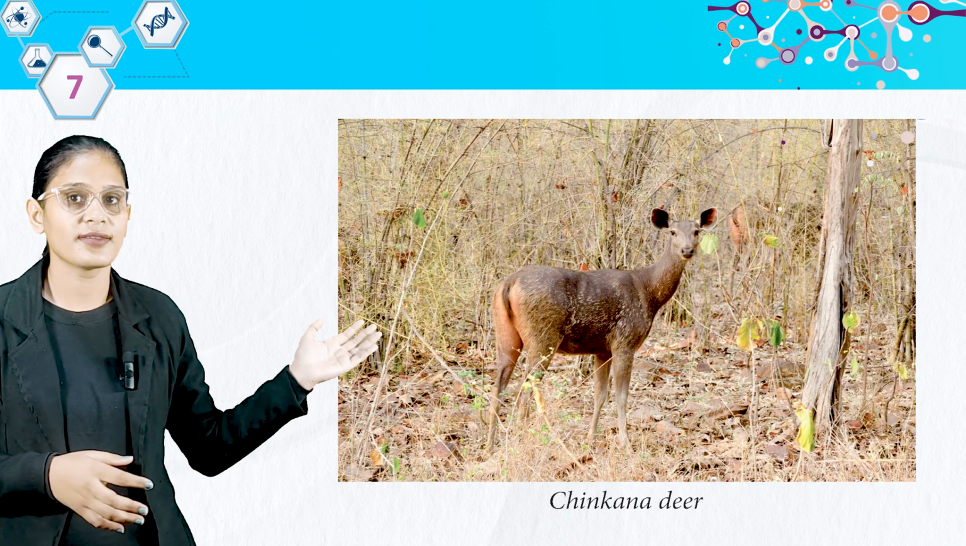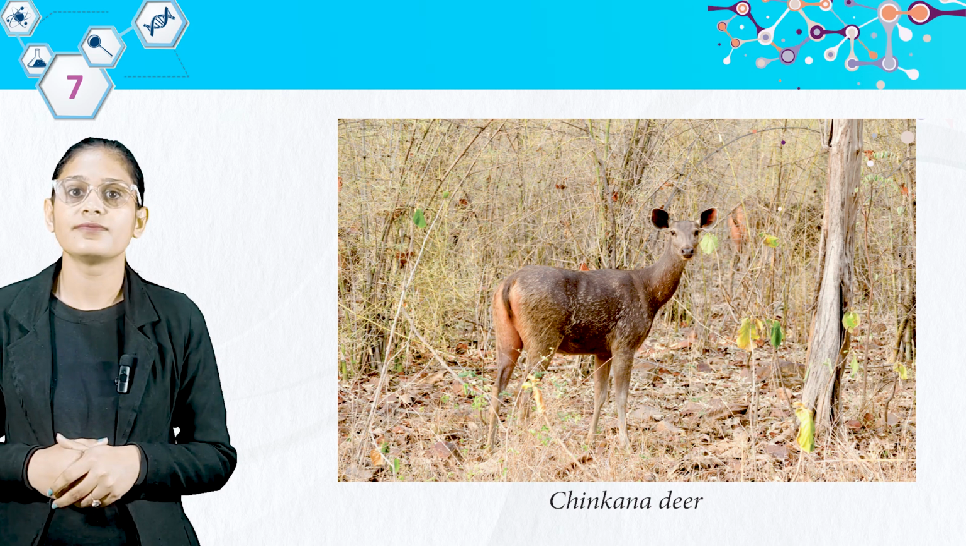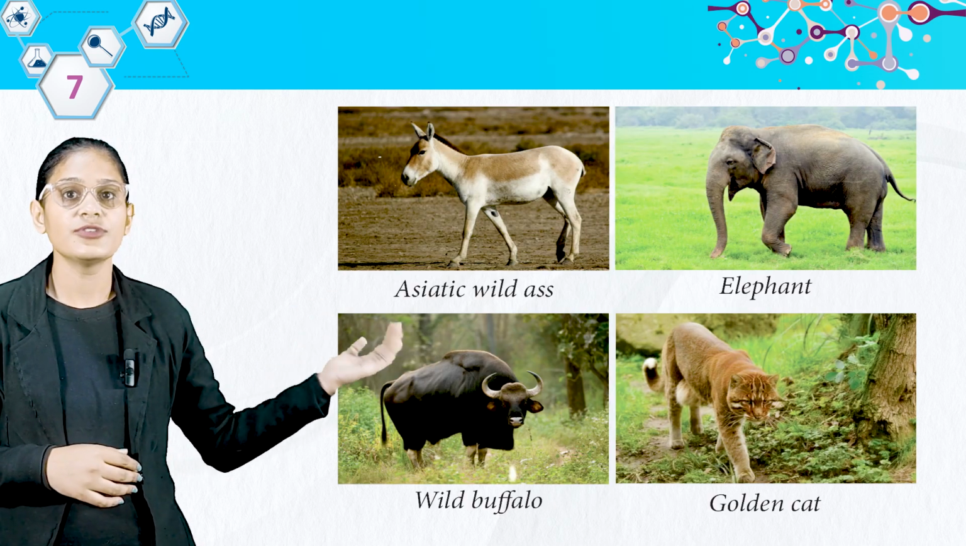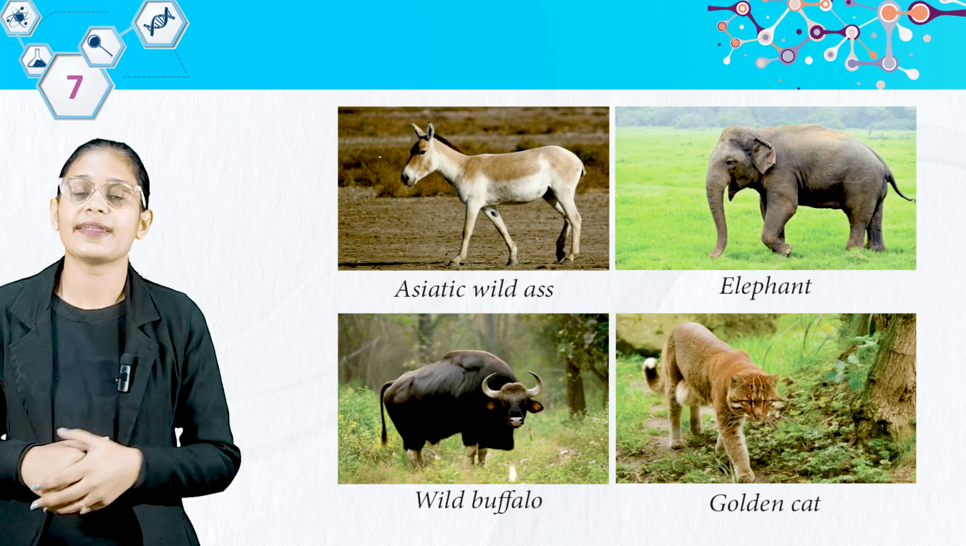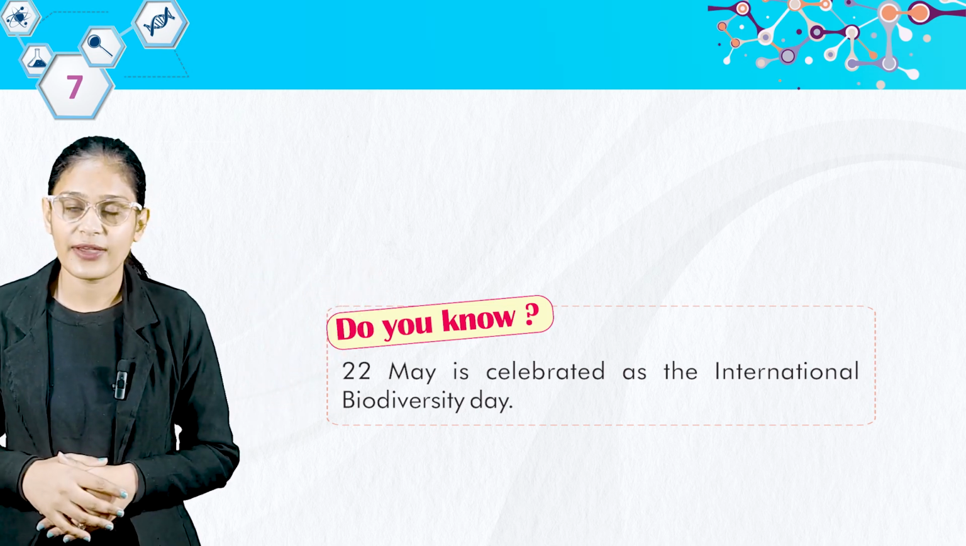Okay students, now look at some pictures we have here. Chinkara deer, then we have Asiatic wild ass, elephant, wild buffalo, golden cat. Do you know, 22 May is celebrated as the International Biodiversity Day.